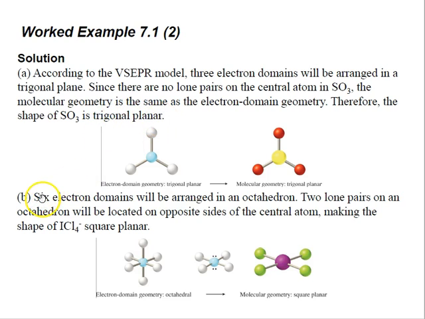For part B, we'll have 6 electron domains. That fits into the category of the octahedral type geometry. However, since we do have lone pairs, the molecular geometry will be different. So our electron domain geometry is octahedral with 6 attachments. And then the molecular geometry that fits for 4 atoms attached and 2 lone pairs will be square planar, as shown here.